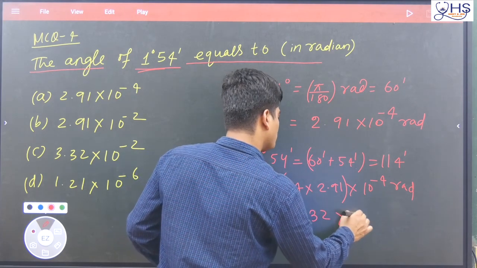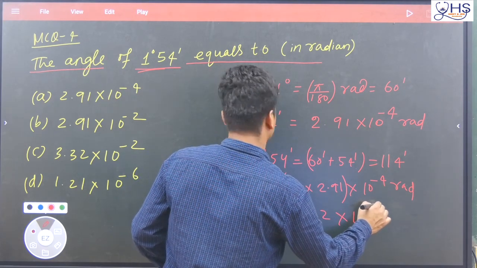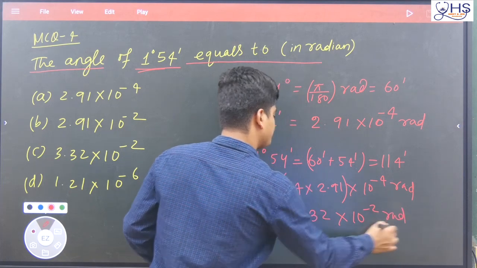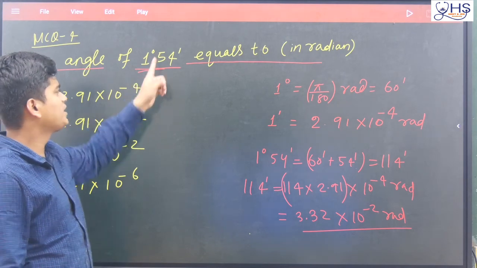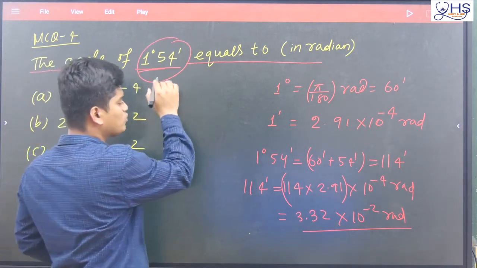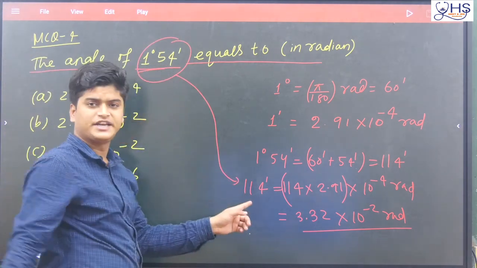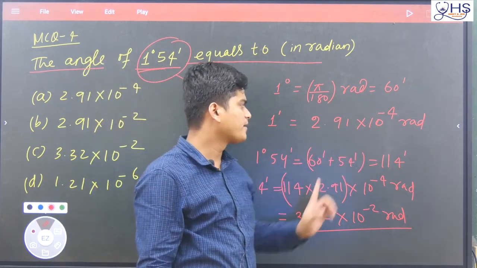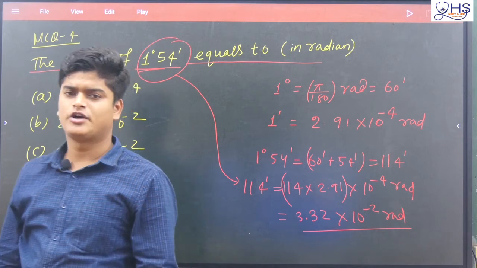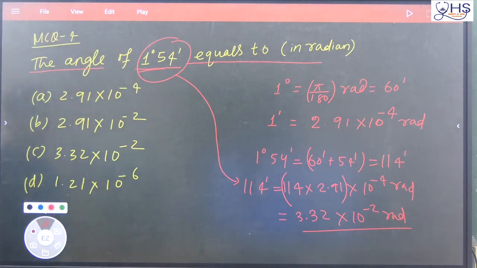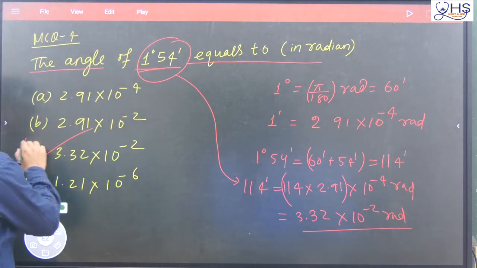3.32 into 10 to the power minus 2 radian. Remember, 1 degree is 60 minutes. So this one you convert to what? You convert to total minutes, and you know how much radian 1 minute is, and here you directly write the multiplication. So it is coming how much? 3.32 into 10 to the power minus 2 radian, which is option C.